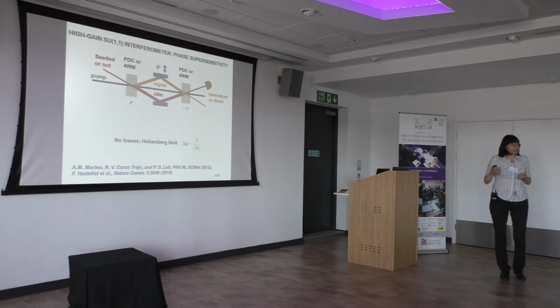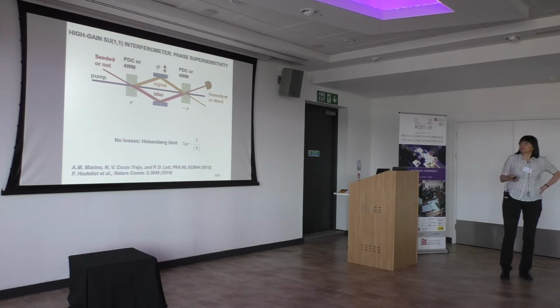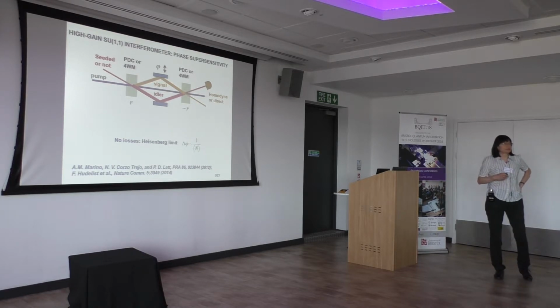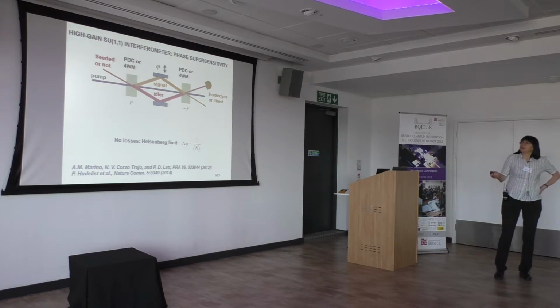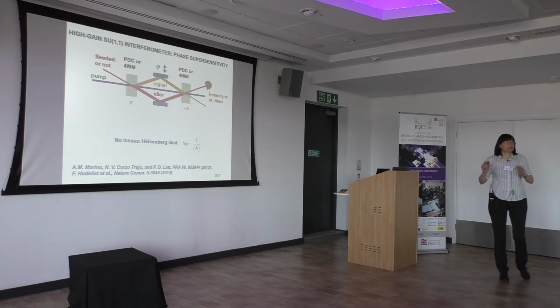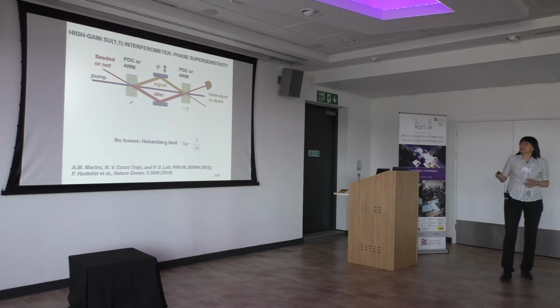As an alternative, it was known, starting from the old papers on the SU(1,1) interferometer, that at high parametric gain this device can actually reach the Heisenberg limit, provided that there are no losses. So with these two parametric amplifiers, there is no loss between them and no loss outside. So with ideal detection and an ideal interferometer, we can reach the Heisenberg limit. However, in reality there are losses.